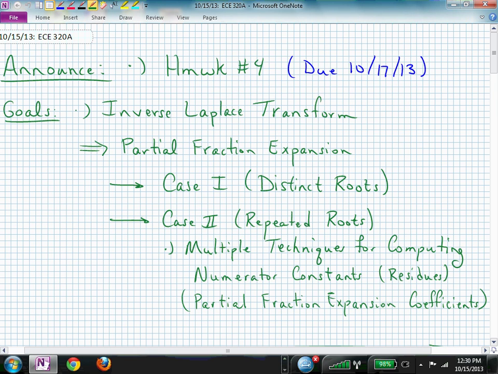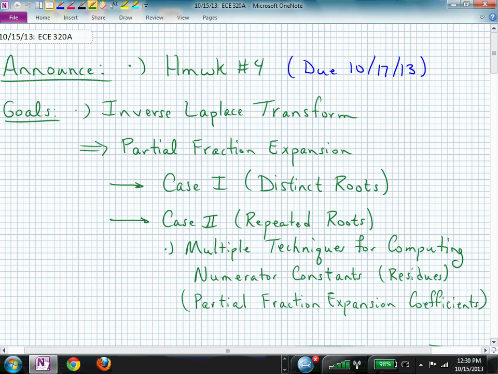Homework 4 is due Thursday, and that is dealing with inverse Laplace transforms, and hopefully we will get through the material that's needed for you to complete that. The book has examples. I'm going to try to give you some other ways of computing the partial fraction expansion coefficients, and you could apply those in all these cases. I'm just illustrating it with the one case where it's case number 2 where we have repeated roots.